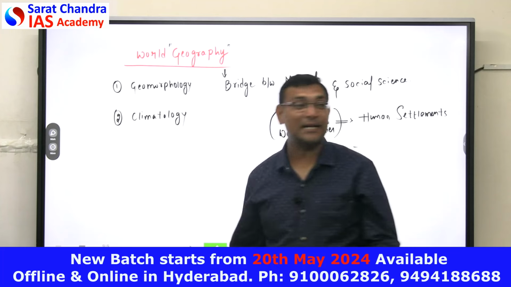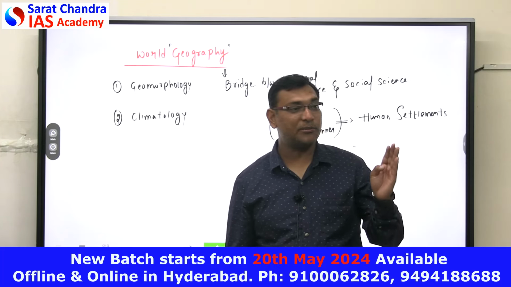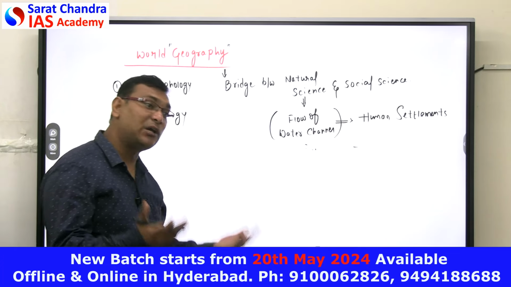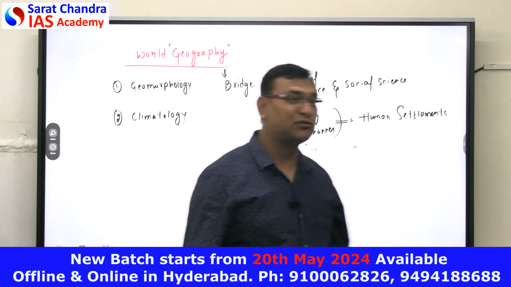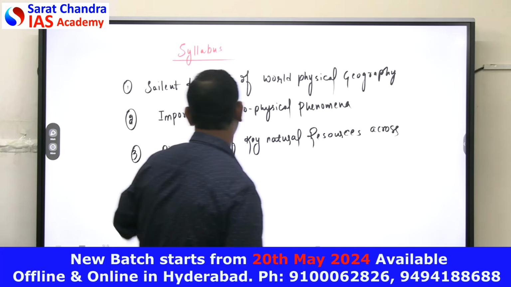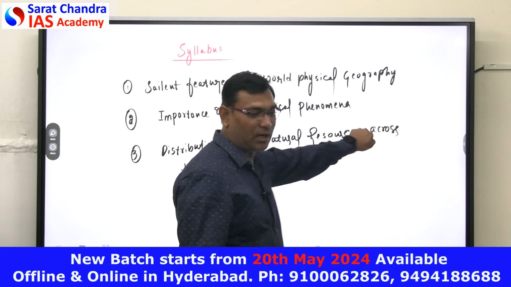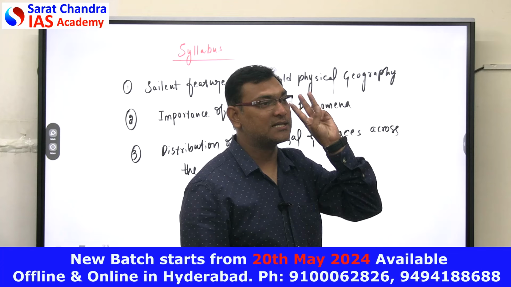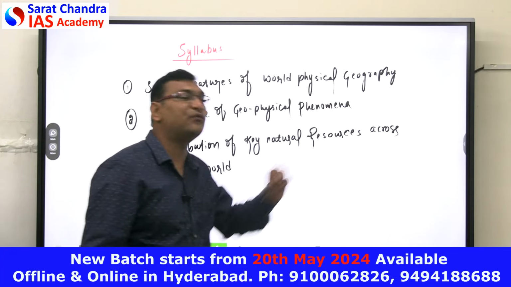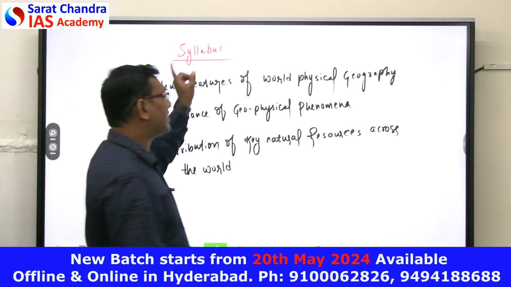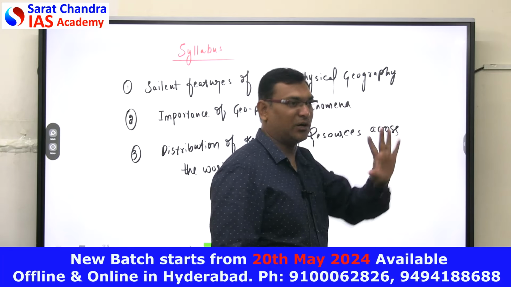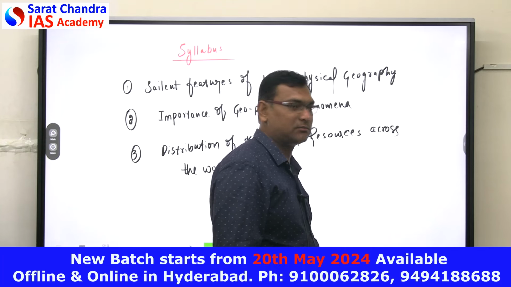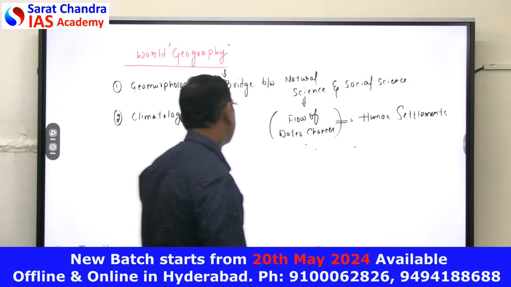This is what is called climatology. In climatology, you'll study winds, pressure belts, temperature, jet streams, cyclones, etc. That is what is written here: important geophysical phenomena. Geophysical phenomena like earthquakes, volcanic eruptions, and cyclones all come under this. Every year there will be one question from geophysical phenomena, either an earthquake, volcano or cyclone. Compulsory. Clear?